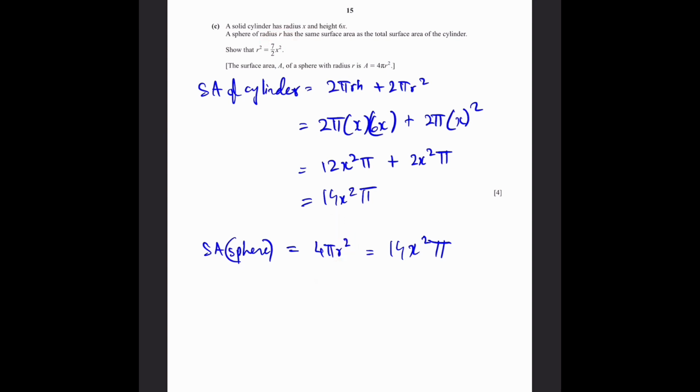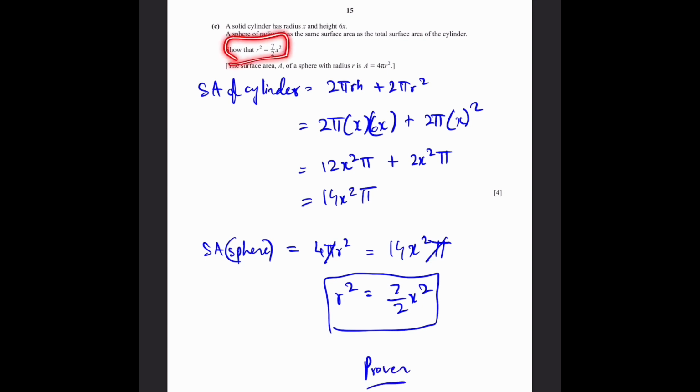And now we can simply rearrange this. We can cancel the pi's first because they are present on both sides. And now r squared equals 14 by 4 times x squared, which is 7 by 2 x squared. And this is what we need to prove. So that's simply proven. By the way, if you don't know why we have to prove it, it's just there in the question. So yeah, that would be the answer.